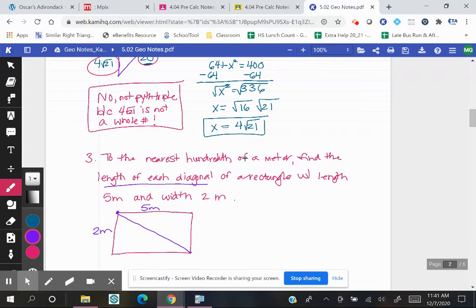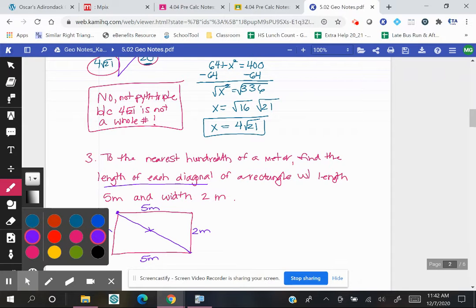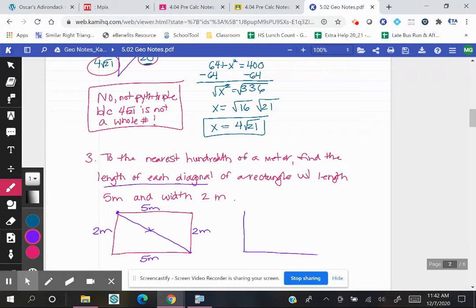And as we can see here, opposite sides of a rectangle are the same. We have two triangles that are congruent. You could say they're congruent by side, side, side. They share this side. They both have 5 meters as one side and 2 meters as the other. So if I can find this diagonal, I also know the length of my other diagonal. I'm not going to draw it on top of there so it doesn't confuse you, but I'll draw another picture to show you that one.